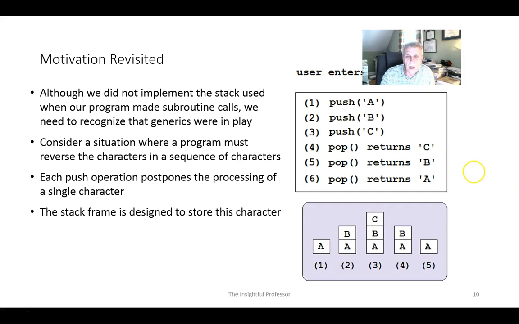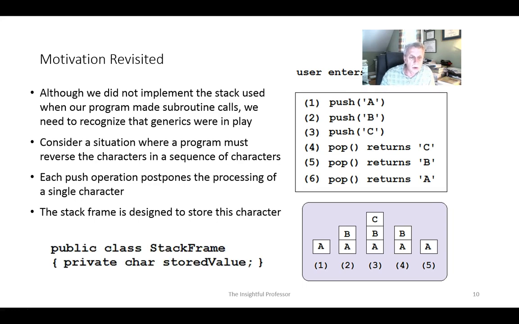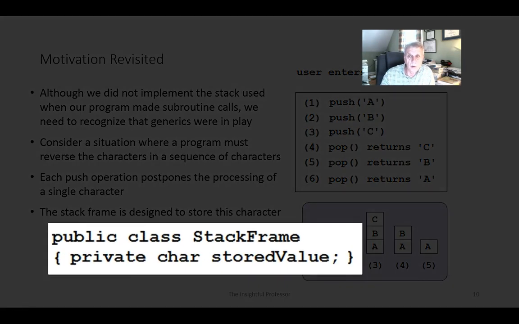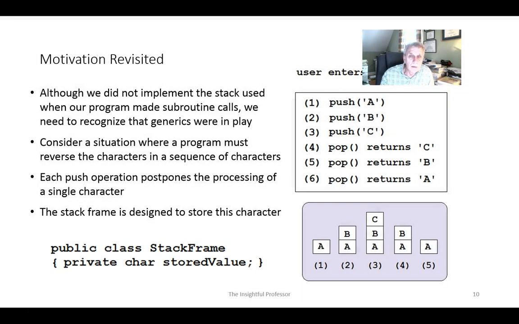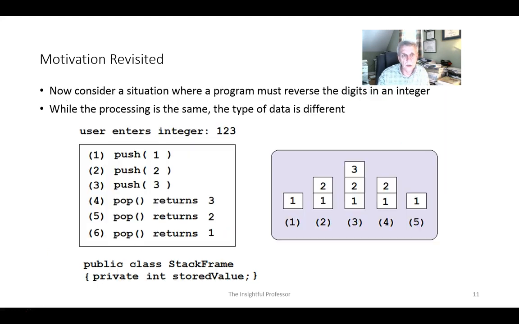So we're pushing the letter A, pushing the B, and so forth, and here are the corresponding displays of what the stack would look like as we did our series of pushes and subsequent pops. The stack frame would be defined along this line, where we would have a char variable. The point, though, is the stack frame is designed to hold a single character, but the processing, push and pop, is exactly what we want to do. Even if we want to process something other than character, we want to do the same processing. The thing that differs is the structure of the stack frame.